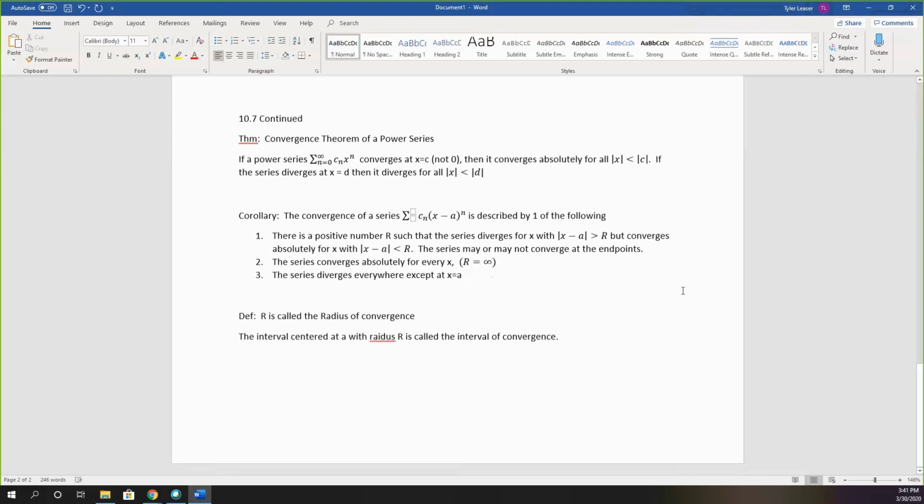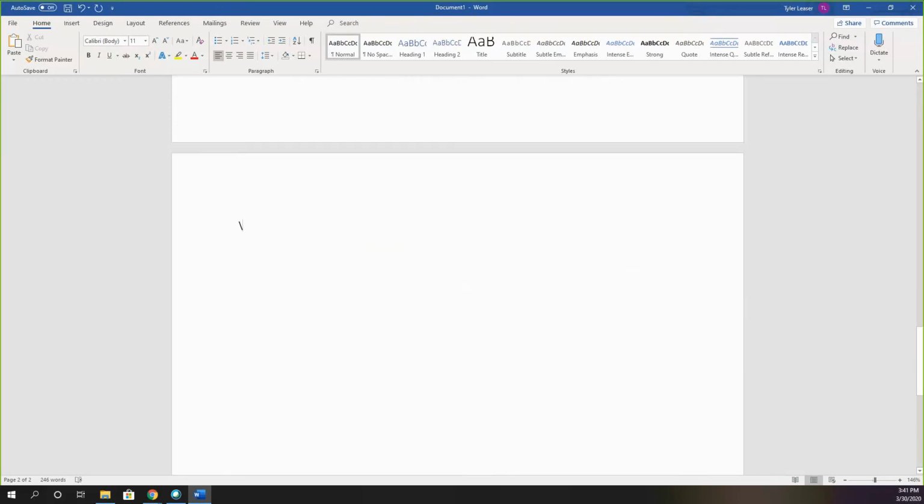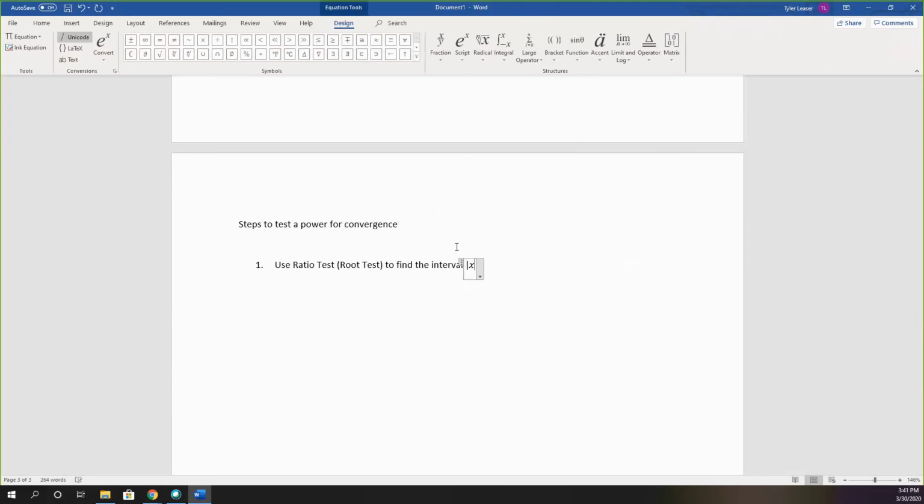Okay. This is finally going to lead us into your homework questions and potentially test questions in the future here. So what we're going to be looking at is steps to test a power series for convergence. All right, and 3 different steps here. The first thing that you want to do is use the ratio test or potentially the root test, whichever one looks easier for you, to find the interval. This interval that we're talking about is the absolute value of x minus a is less than R interval.